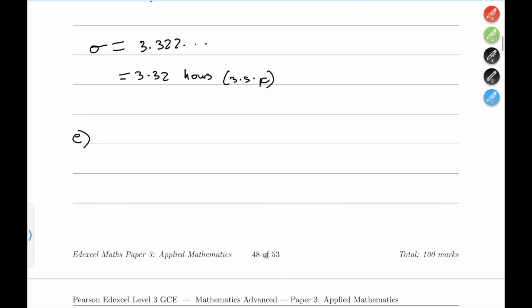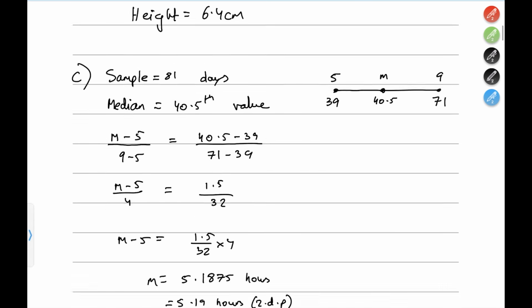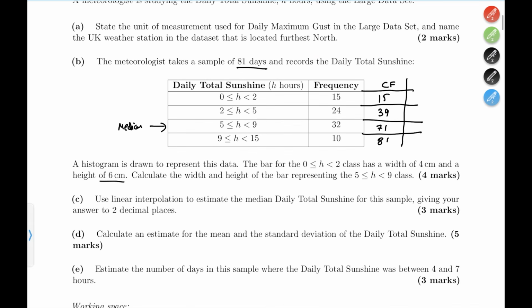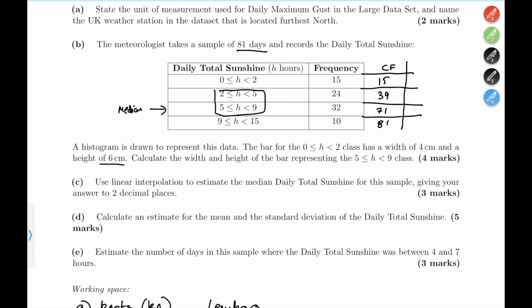So this is going to be a little bit of histogram work again. If we think about it here, between 4 and 7, we're clearly overlapping between two different classes, because we're going between 2 and 5 as well as 5 and 9. So we're trying to find, okay, how do we get, if we split this bar into 2 ≤ h ≤ 4 and then 4 ≤ h ≤ 5, we're trying to split this up so we only calculate this one here.